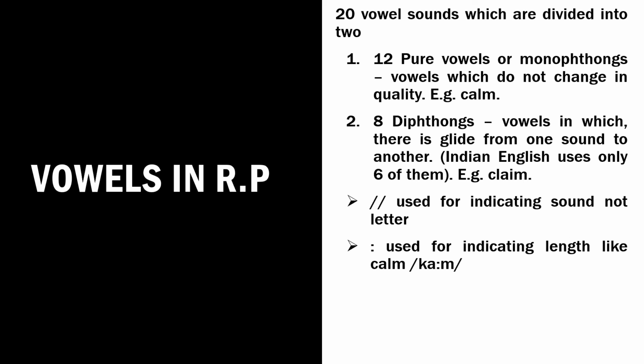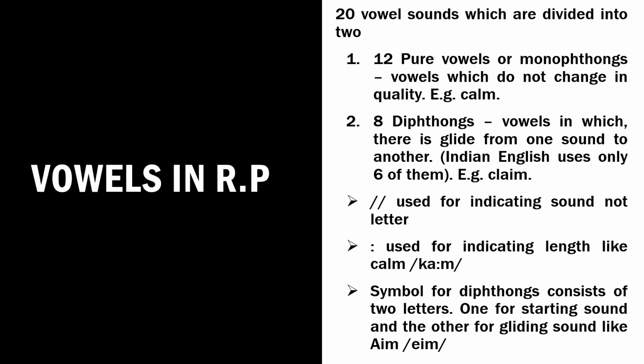For example, the word calm: if you write it as we pronounce it, you can see it between two slashes. After the sound of A, you can see that colon, and it means we have to prolong our pronunciation of A. Then we will pronounce that word as calm. So we prolonged our pronunciation of A and it became A.